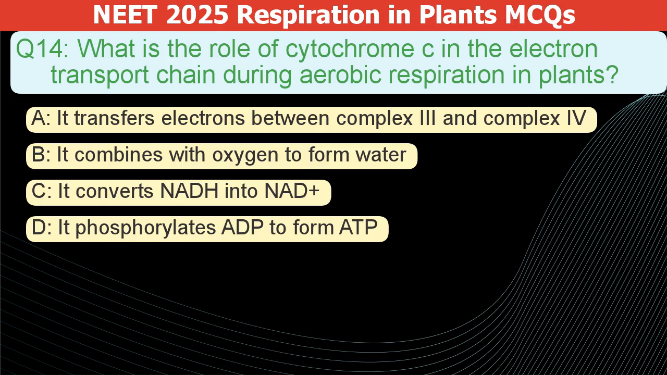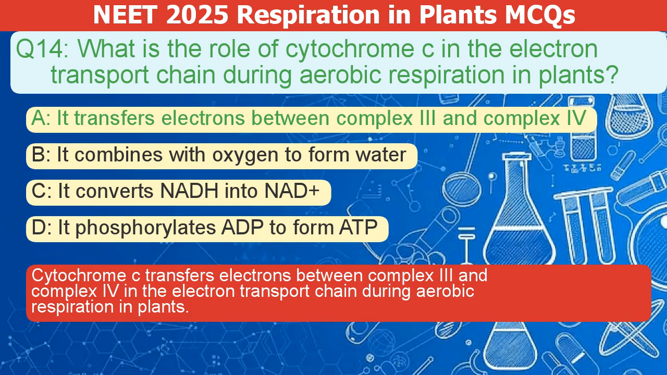What is cytochrome c's role in the plant's electron transport chain during aerobic respiration? A. It transfers electrons between complex 3 and complex 4. B. It combines with oxygen to form water. C. It converts NAD to NADH. D. It phosphorylates ADP to form ATP. The correct answer is A. Cytochrome c transfers electrons between complex 3 and complex 4 in the electron transport chain during aerobic respiration in plants.